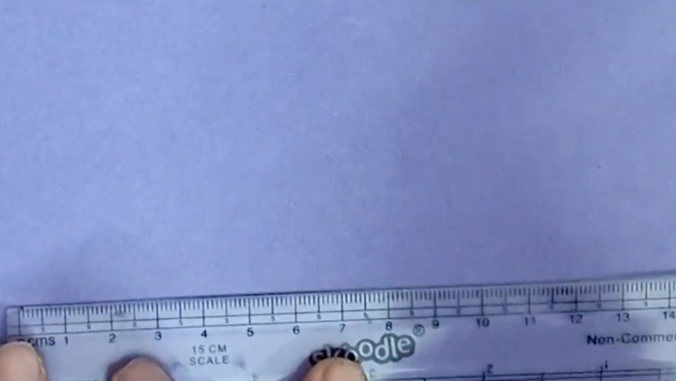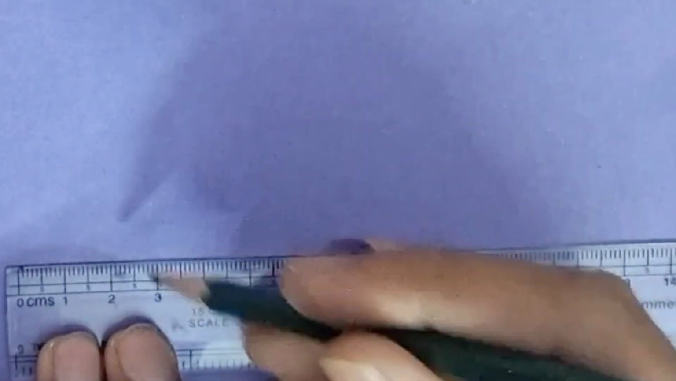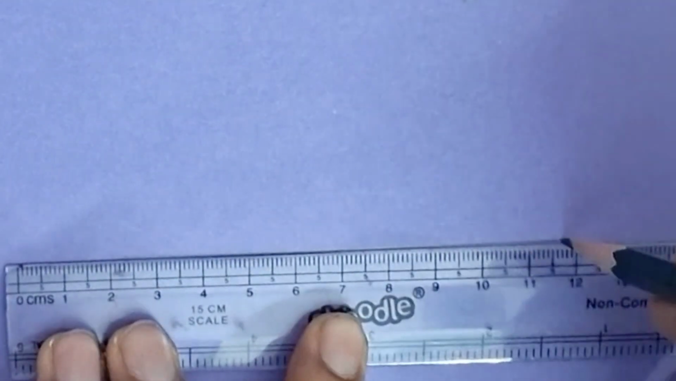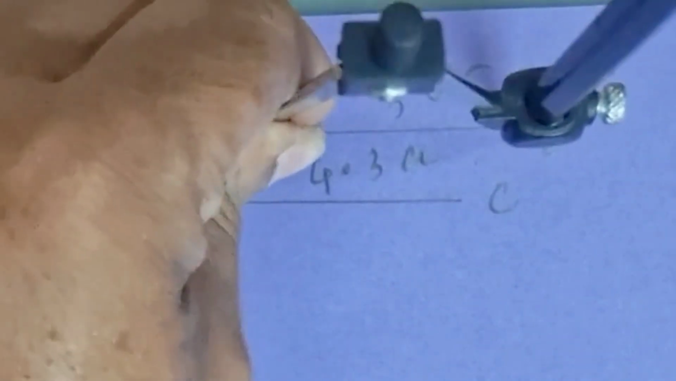Now we construct the triangle ABC. For this, at first we draw a line with any measurement and name it as AX. Now we take the measurement of AB, which is 5 cm given. And with this measurement, we draw an arc from the point A on AX. We get a point B.